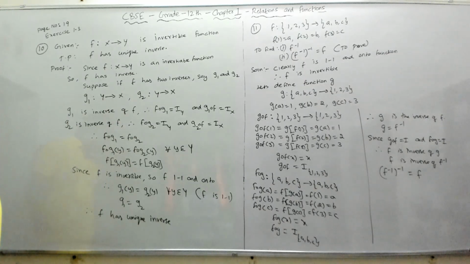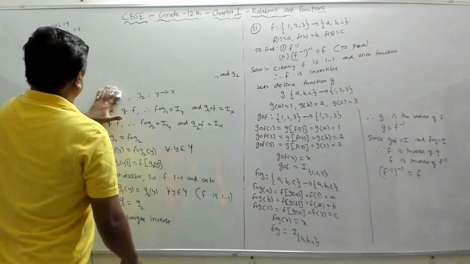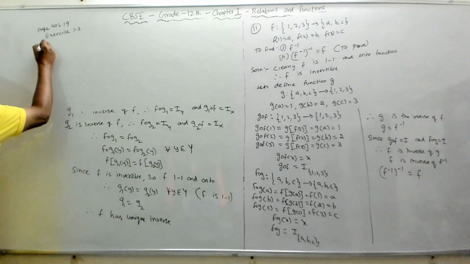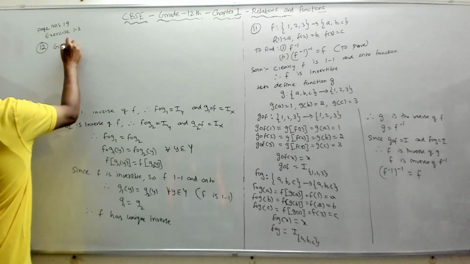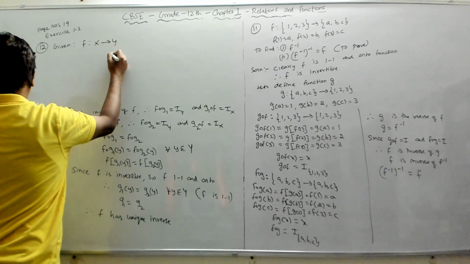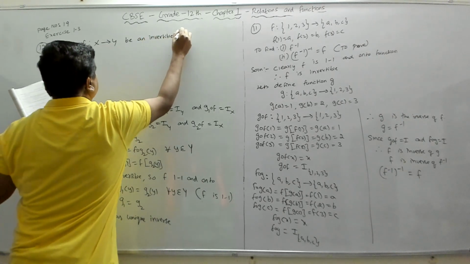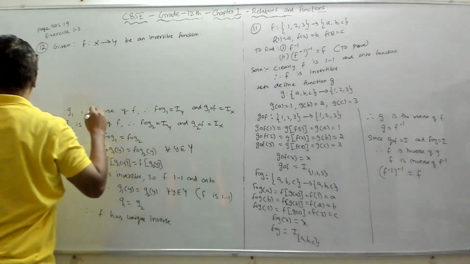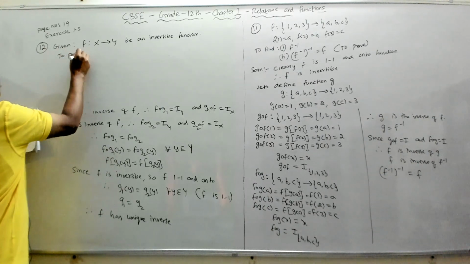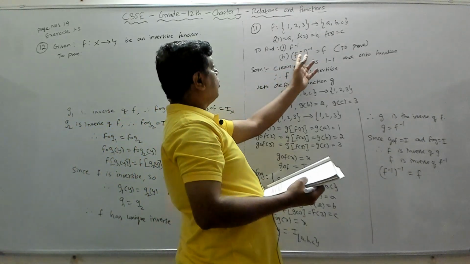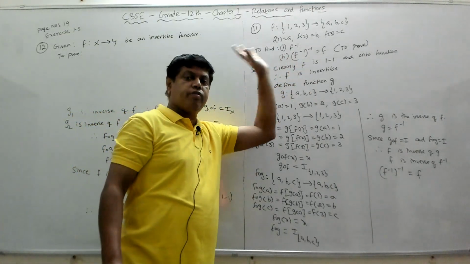I will go to the next problem, which is problem number 12. Let me erase this. So what does problem number 12 say? We have a function f from the set x to y, be an invertible function. Now we have to show that inverse of f inverse is f. This is again similar to the previous problem, but here we proved f inverse whole inverse is f for a particular function. Now here we have to do it for any function. This result is always true for any function. That's what we are going to prove.